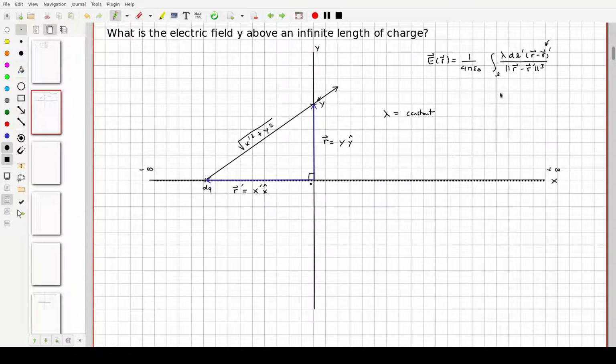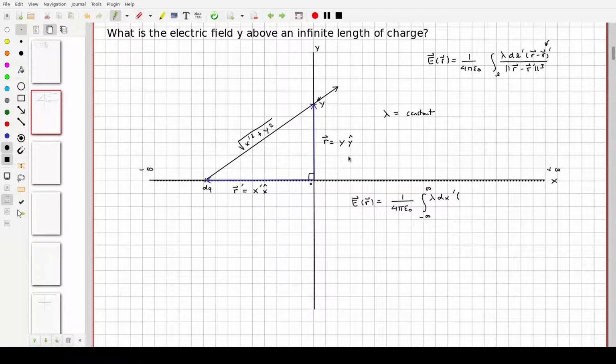And let's plug this stuff into our integral here. So E, and let me be entirely precise about this, as a function of r, is 1 over 4 pi epsilon naught times the integral over. Now what's our length? Well, we're going from minus infinity to plus infinity. Lambda is a constant. dl prime here is our line, that's going to be dx. That's the curve that our charge sits on, the x-axis.